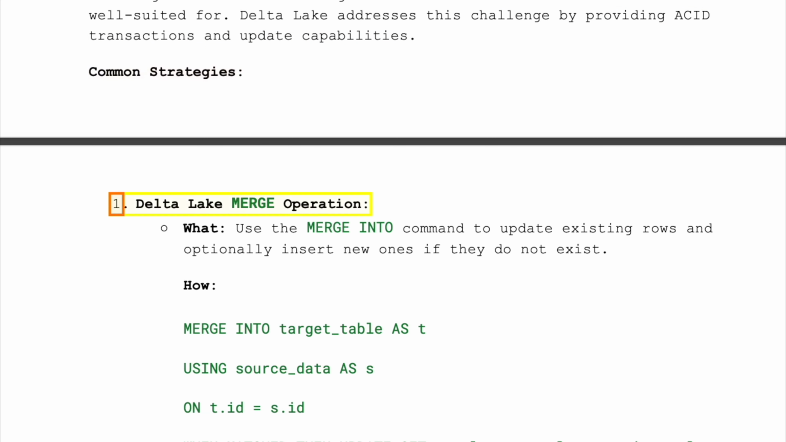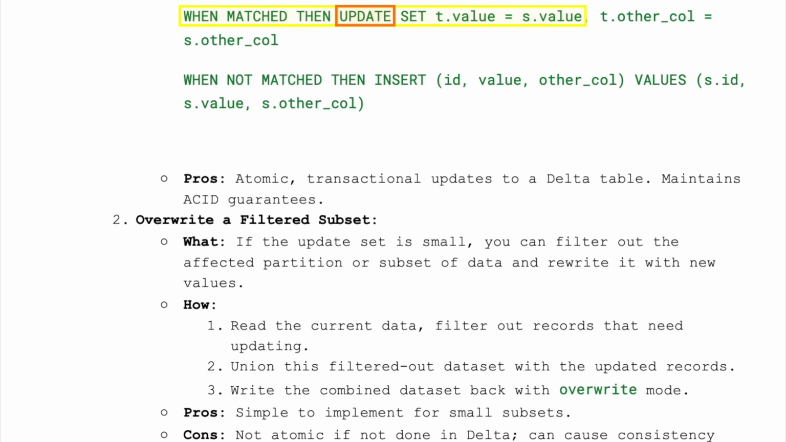Common strategies. 1. Delta Lake MERGE operation. What: use the MERGE INTO command to update existing rows and optionally insert new ones if they do not exist. How: MERGE INTO target_table AS t USING source_data AS s ON t.id = s.id WHEN MATCHED THEN UPDATE SET t.value = s.value, t.other_col = s.other_col WHEN NOT MATCHED THEN INSERT (id, value, other_col) VALUES (s.id, s.value, s.other_col).